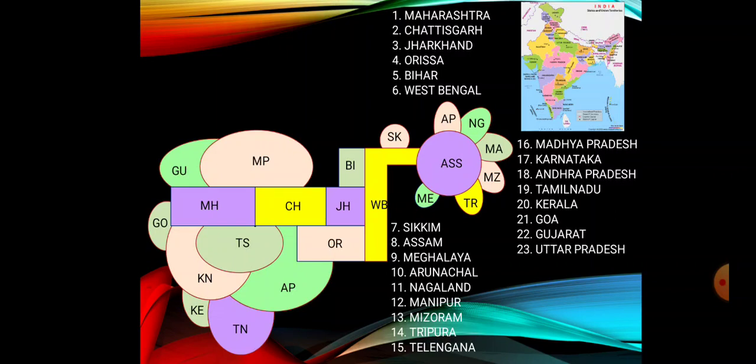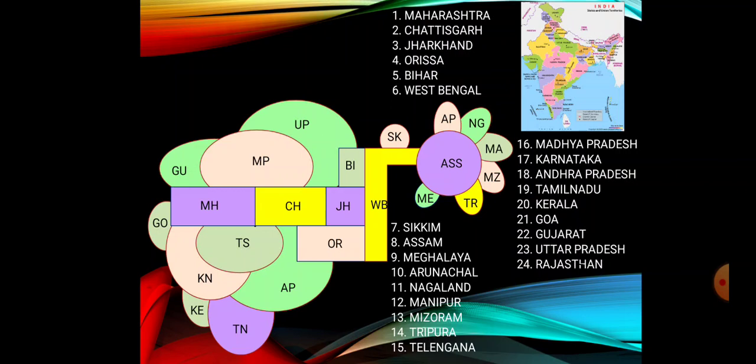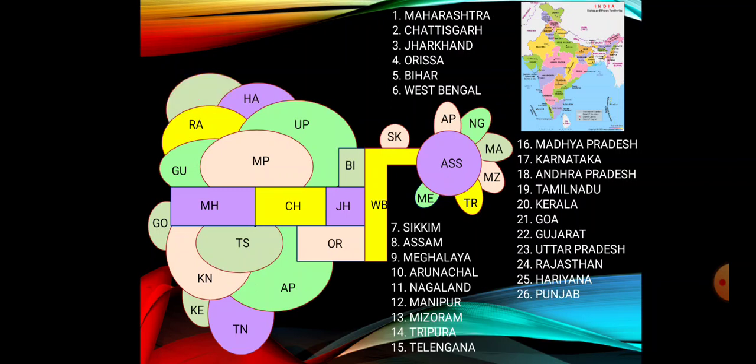Then Uttar Pradesh, having border with Madhya Pradesh, Chhattisgarh, Jharkhand and Bihar. Next one is Rajasthan, which has a border with Gujarat, Madhya Pradesh and Uttar Pradesh. Then there is Haryana, which has border with Rajasthan and Uttar Pradesh below it. Next state is Punjab, which has border with Rajasthan and Haryana below it.